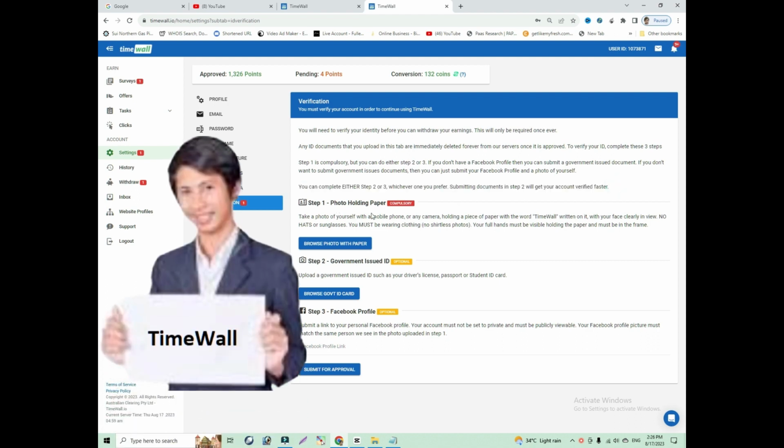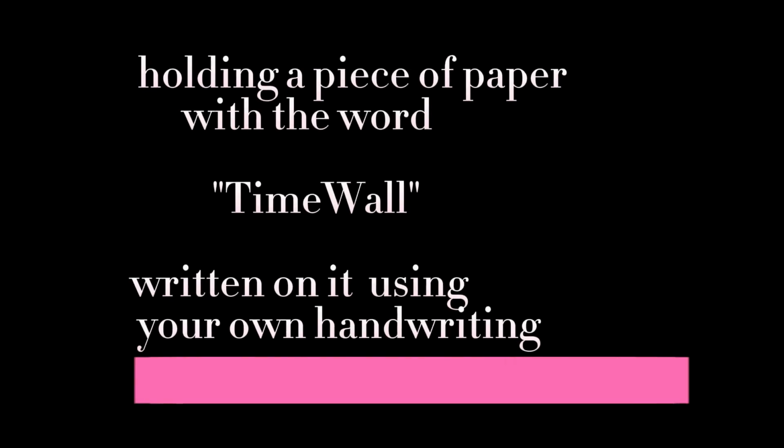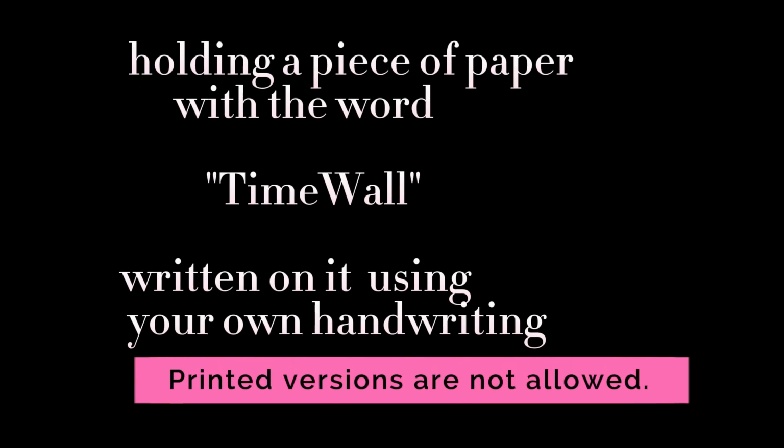Step 1. Photo holding paper, compulsory. Take a photo of yourself with a mobile phone or any camera holding a piece of paper with the word TimeWall written on it, with your face clearly in view. No hats or sunglasses. You must be wearing clothing, no shirtless photos. Holding a piece of paper with the word TimeWall written on it, using your own handwriting. Printed versions are not allowed.